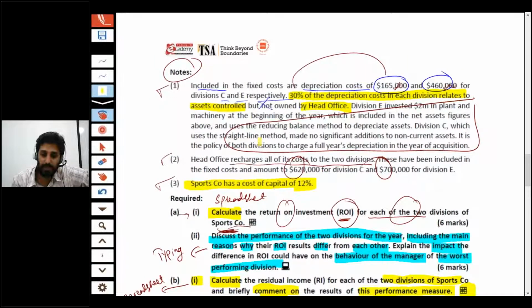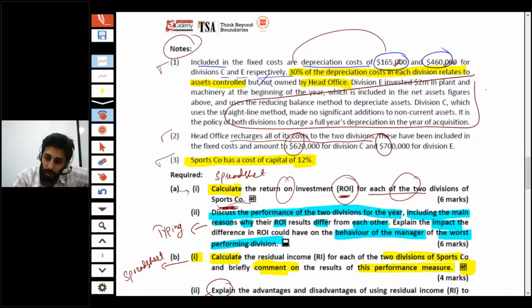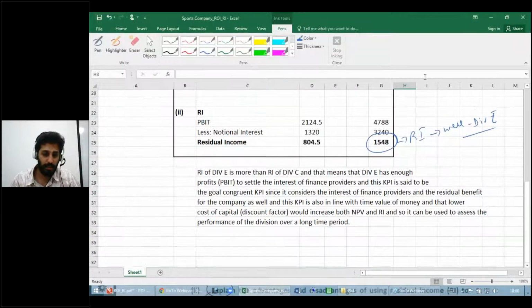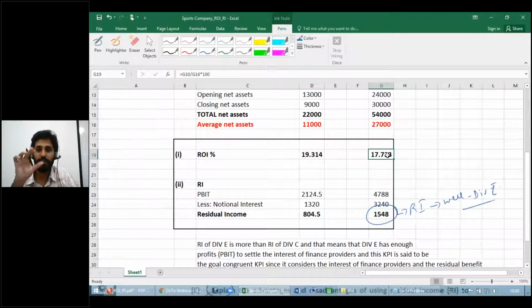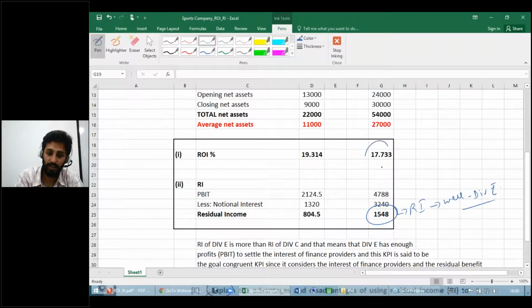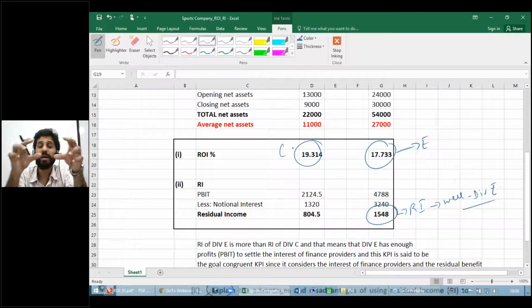And this information, which I also put on hold, I will read now. Division E invested 2 million. If you refer to this, ROI is lower for division E. It's division E and division C. So division E made the capital investment. Division E is making the capital investment. That is why its ROI is lower.